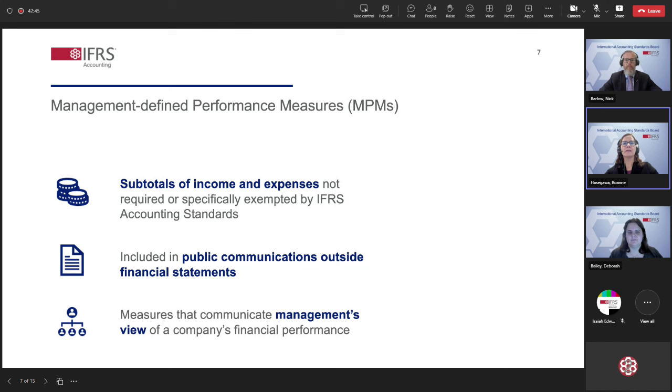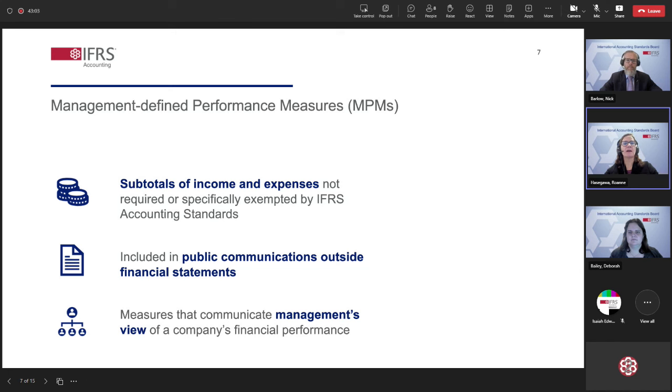And Deborah, at the exposure draft stage, some of our stakeholders were concerned about public communications being interpreted very broadly, and that would make it difficult for a company, its auditors, and its regulators to identify publicly communicated measures. So, what has the ISB done to address this concern?